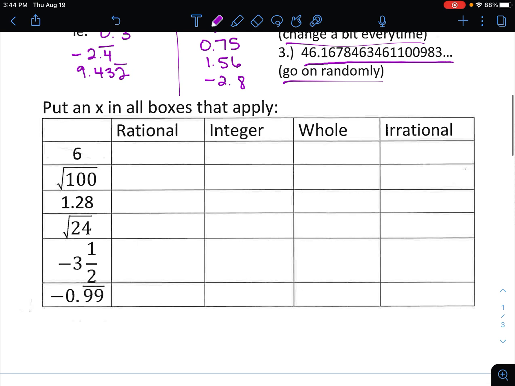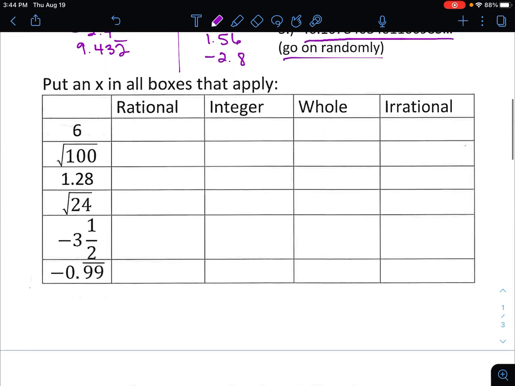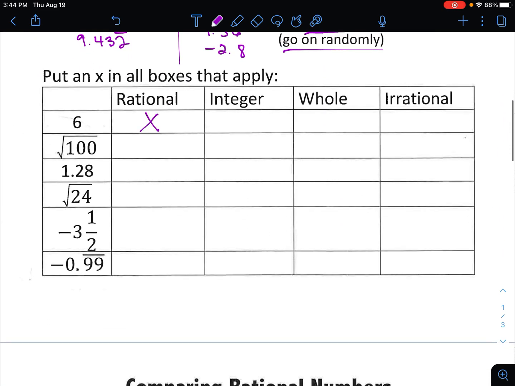How do you like that? Now, this number might be rational, it might be an integer, it might be a whole number, and it might be irrational. So you have to determine what it is and what it's not. Well, 6 is a whole number, and as we saw at the very top of our list, whole numbers are rational. So that's a yes.